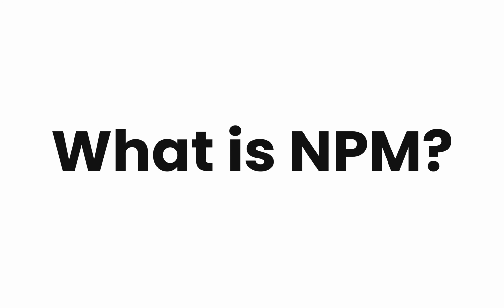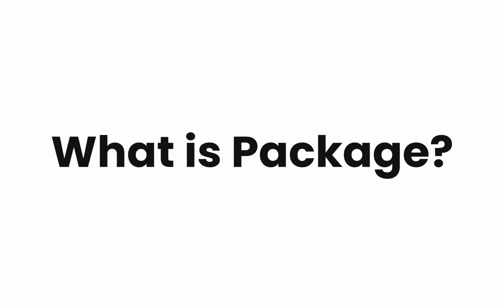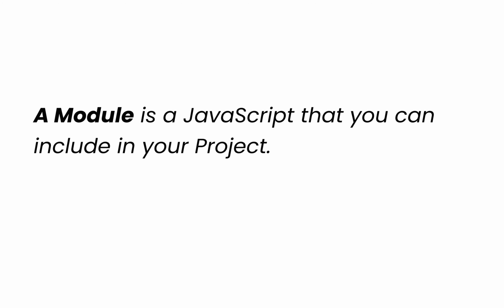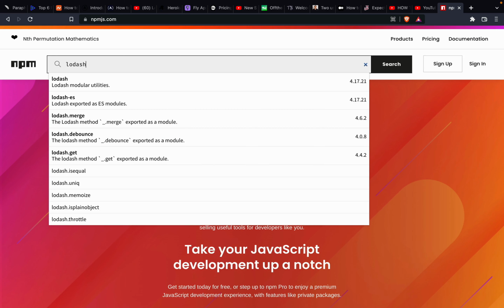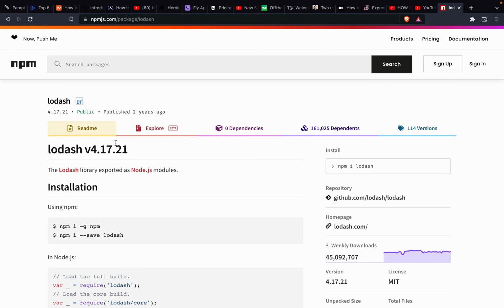What is NPM? NPM stands for Node Package Manager, and NPM is a tool that helps us manage packages in Node projects. What is a package? A package contains the files which form a module, and a module is a JavaScript library that you can include in your project. Node packages are hosted on npmjs.com.